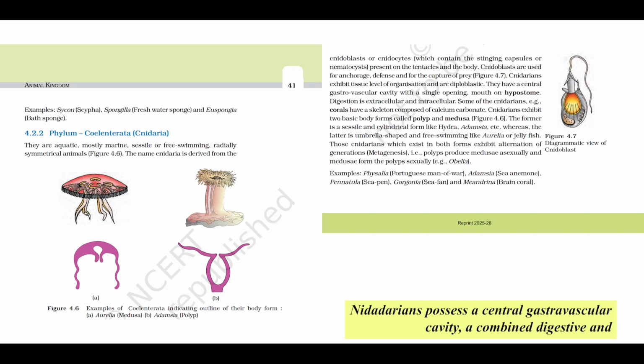Cnidarians possess a central gastrovascular cavity, a combined digestive and circulatory space, with just a single opening that functions as both mouth and anus, located on a structure called the hypostome. Digestion is both extracellular, partially broken down in the cavity, and intracellular, completed inside cells lining the cavity. Some cnidarians, notably corals, secrete a hard external or internal skeleton composed of calcium carbonate, forming coral reefs. Okay, and you mentioned different body forms.